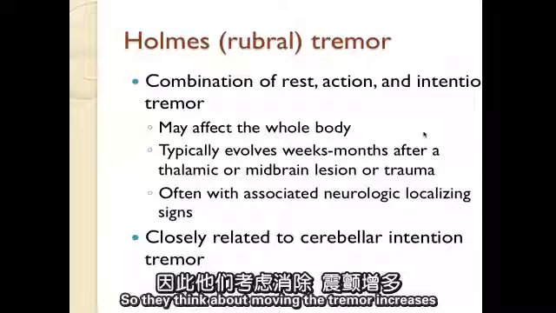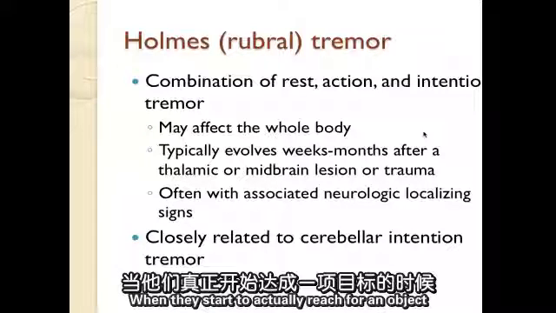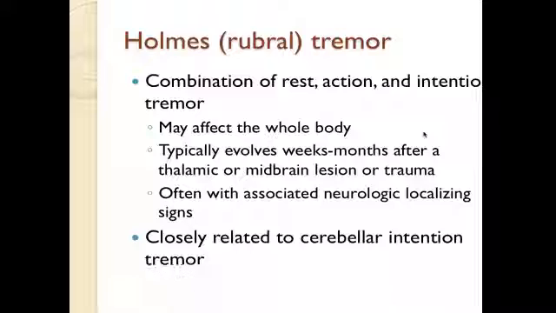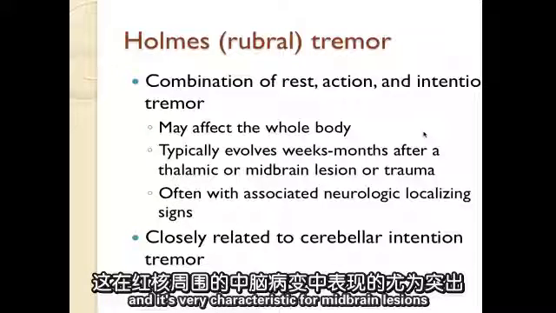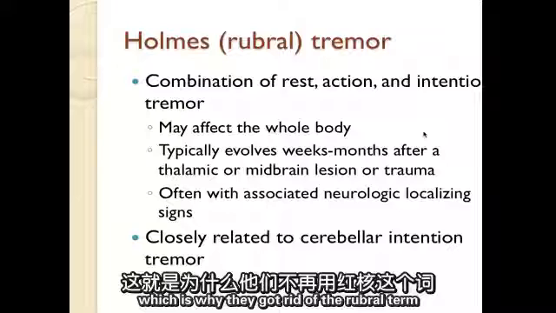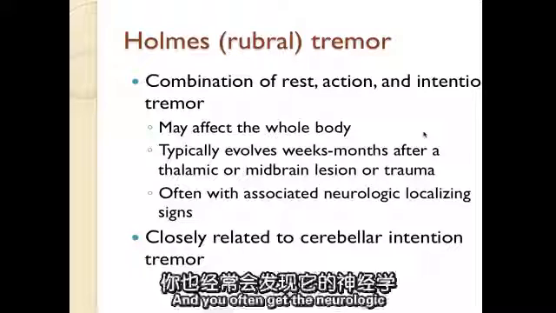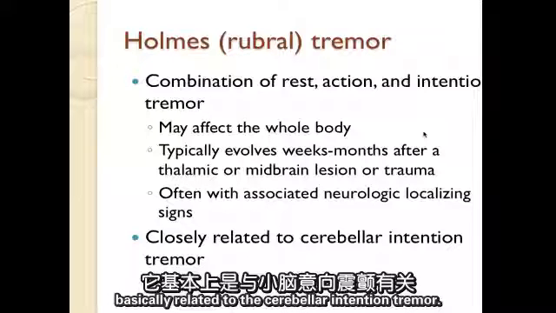So they think about moving, the tremor increases. They start moving, it gets even worse. When they start to actually reach for an object, forget about it. It gets very bad. This evolves over weeks to months after injury, and it's very characteristic for midbrain lesions around the red nucleus. But it's not specific to that, which is why they got rid of the rubral term. And you often get the neurologic localizing signs with it. And in my mind, it's basically related to the cerebellar intention tremor.